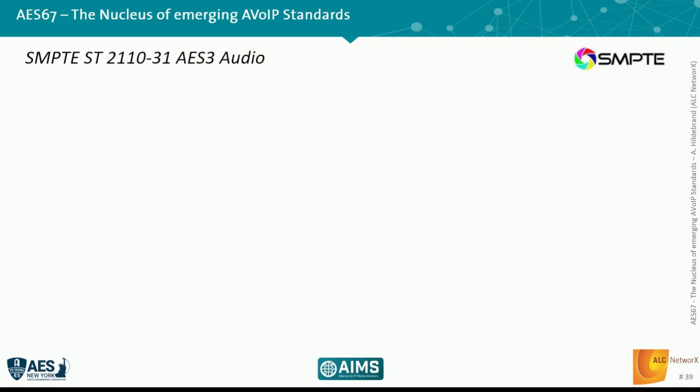So we have another standard which is -31. We were just dealing with linear PCM up to now. And now we are dealing with AES3 audio. Everyone sitting here needs to know what AES3 audio is, right? I don't have to explain the difference between linear PCM and AES3 audio. But AES67 wasn't dealing with AES3 audio. And SMPTE said, well, in a live production environment, we very often have the case that we need AES3 audio. Let's say for transporting formats like Dolby E and other typical production formats.